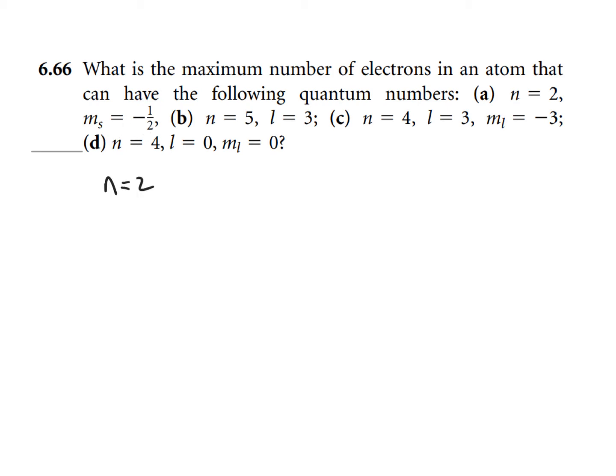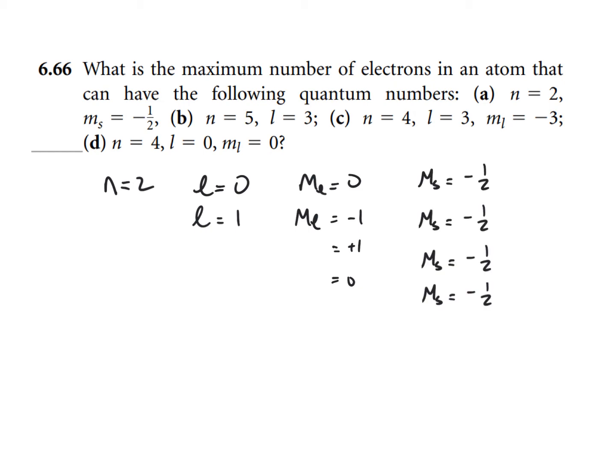So when n equals 2, you have two possible values for L, 0 and 1. And when L equals 0, then you have the 1 ml value. And then when L equals 1, you have three possible ml values, -1, +1, and 0. And then for each one of those, you have to say that the ms value is -1/2. So if you look at the combinations where n equals 2 and ms equals -1/2, there are 4 of them.